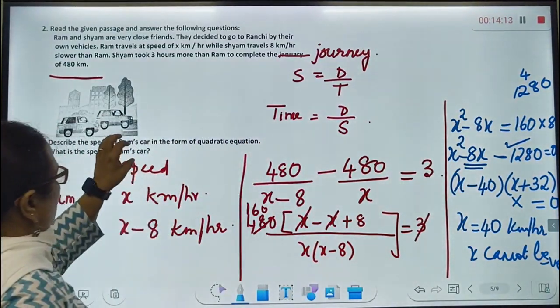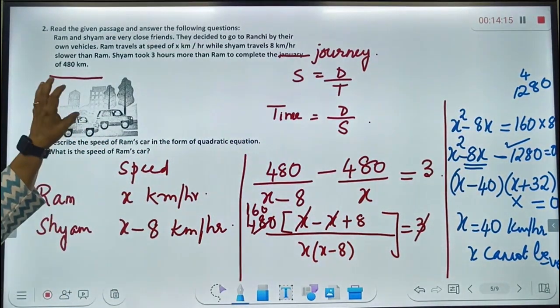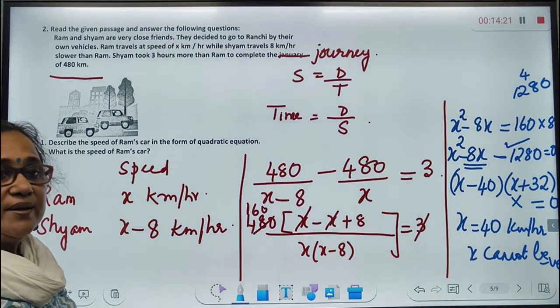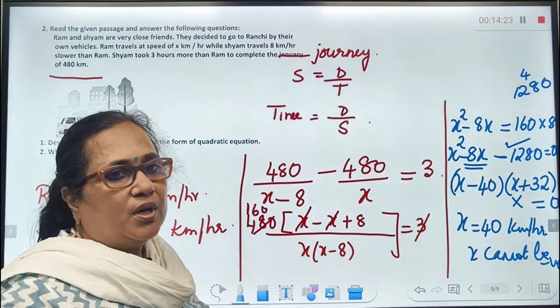So we have answered both the questions. So please read the given paragraph and answer the questions. This is what is called a case study. This means mathematics is very much connected to real life.